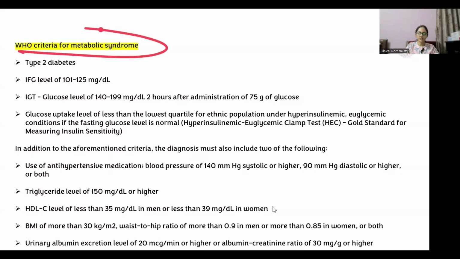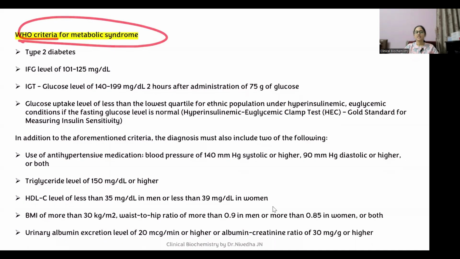So the one is the WHO criteria for metabolic syndrome. They say the patient has a risk of type 2 diabetes. So the patient with type 2 diabetes, then impaired fasting glucose.